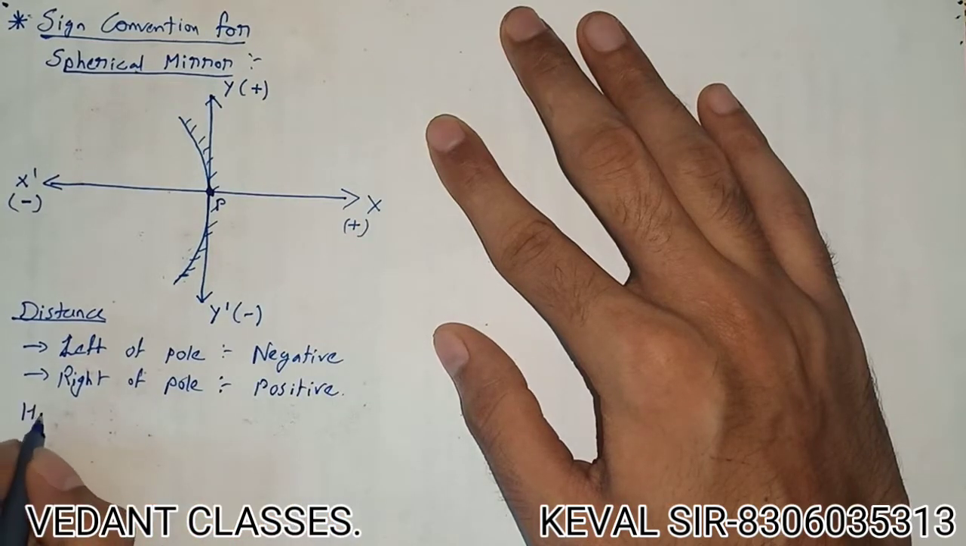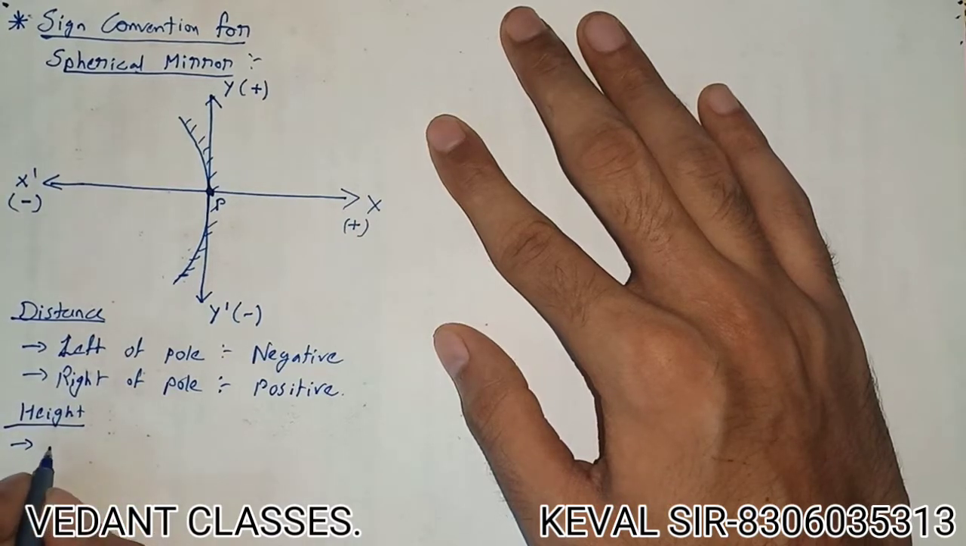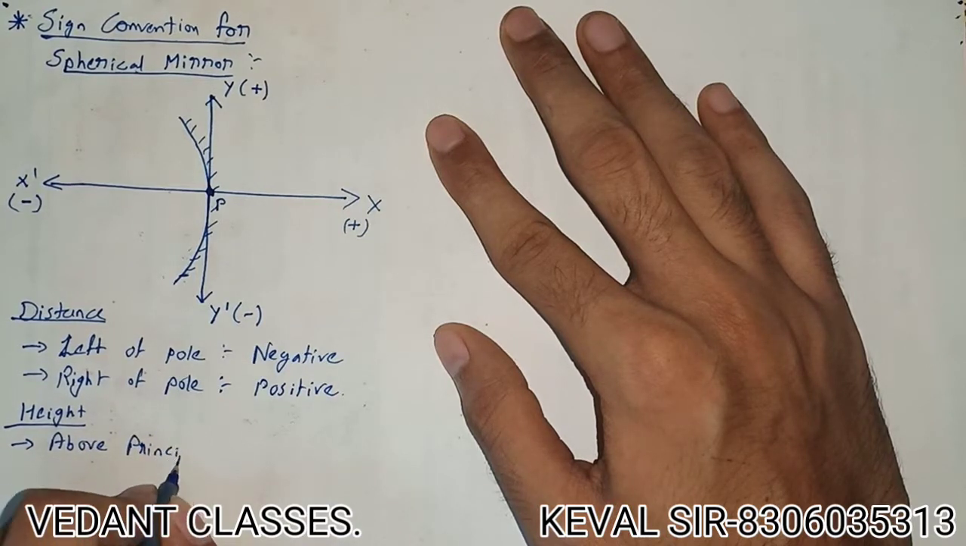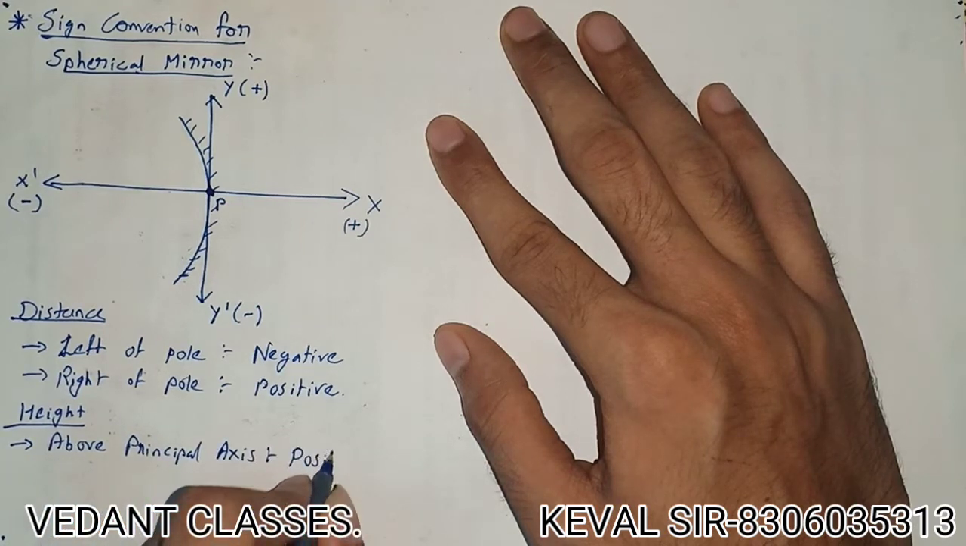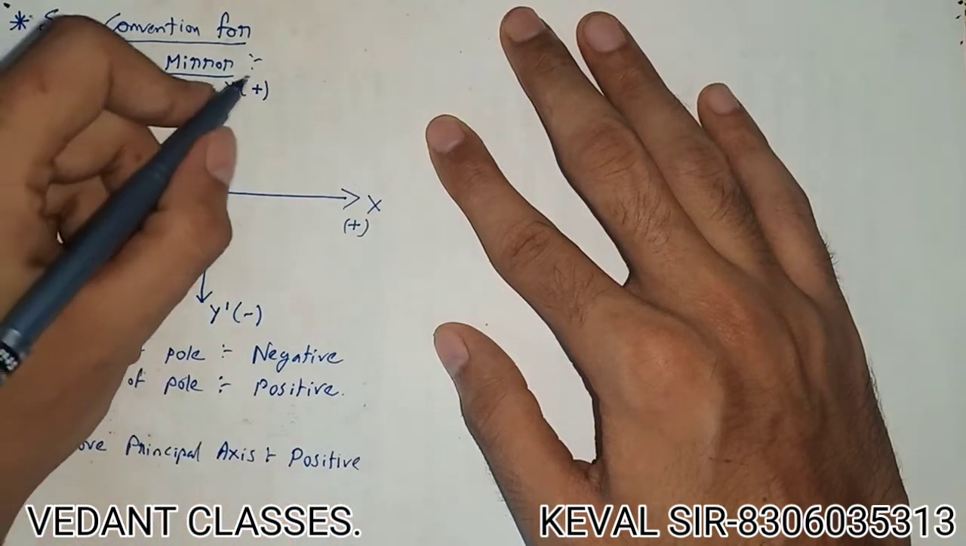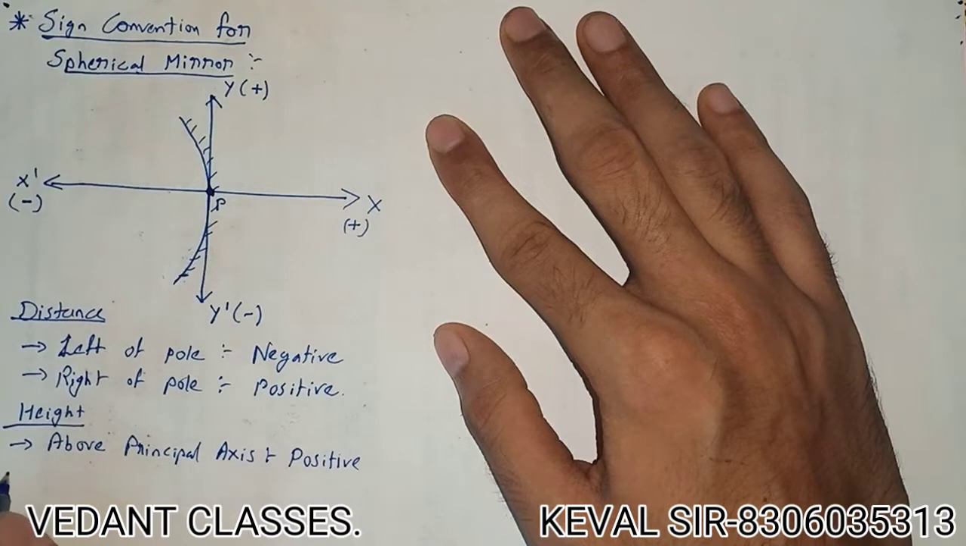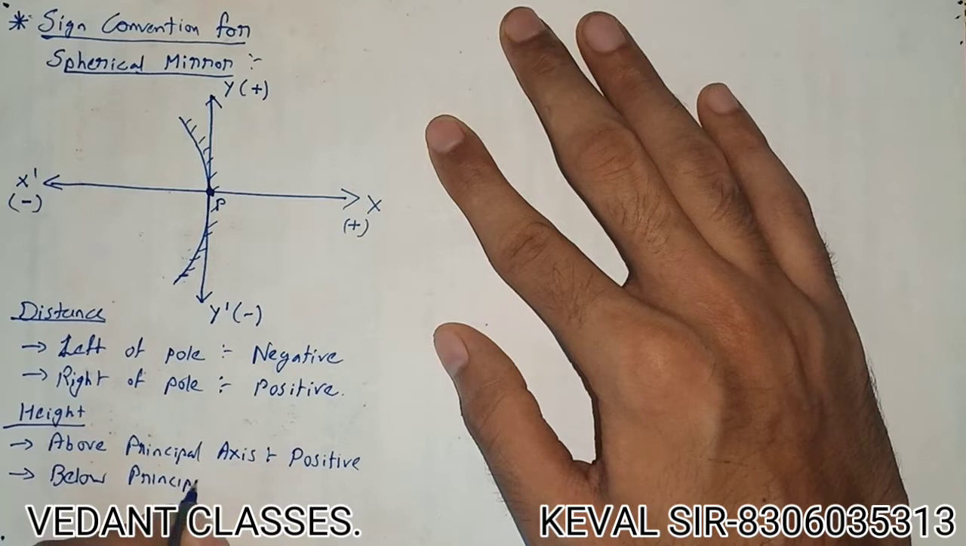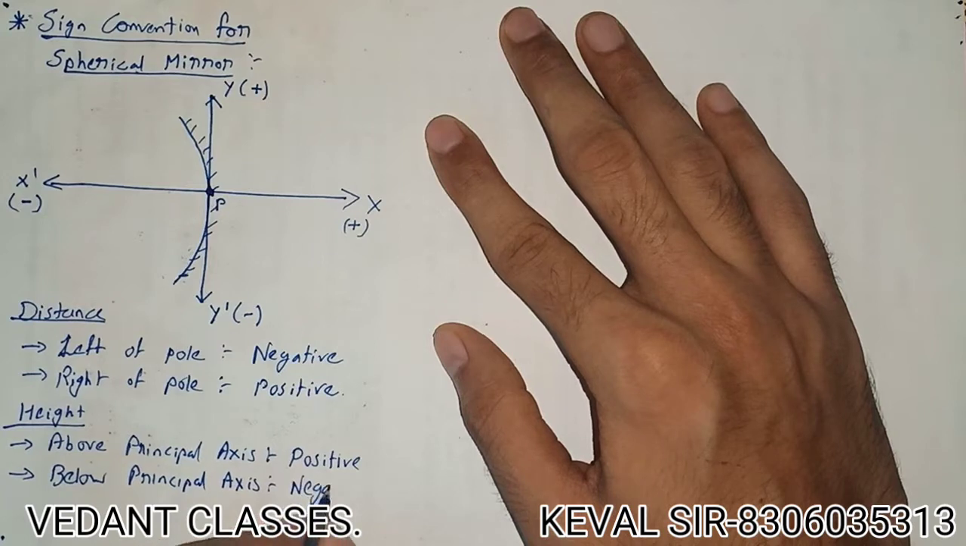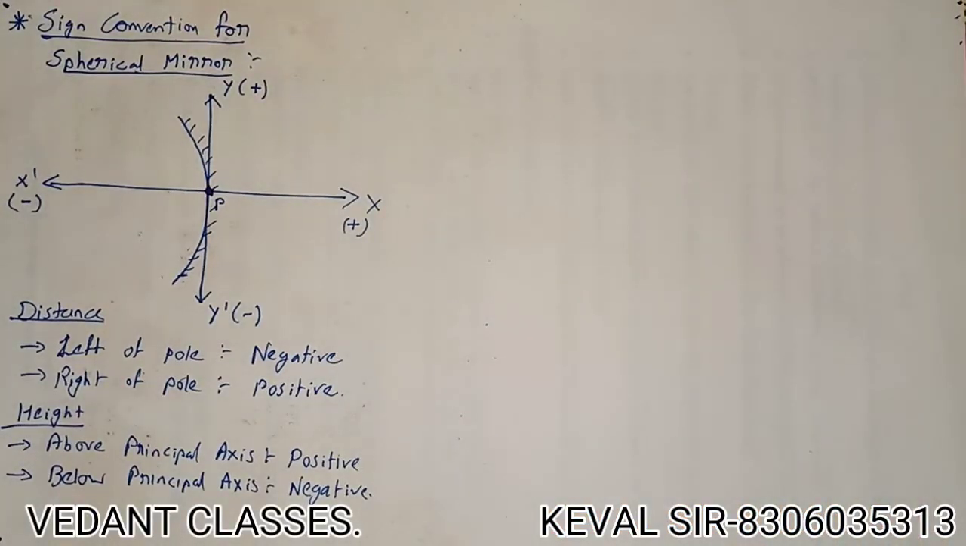Okay, for height, if anything is there above the principal axis, then you need to consider it as positive. Anything above the principal axis means in this direction, height. Okay, if anything is there below the principal axis, then it will be considered as negative. Okay, so these are the simple sign conventions that I used to follow. So this is the very simple technique to apply.